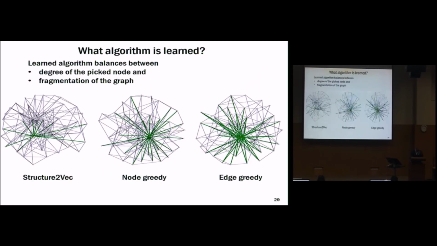So let me just in the end show you this video of comparison of different algorithms. The 3 panels are going to correspond to 3 different algorithms. The leftmost is going to be the action value function, the scoring function learned by Structure2vec. The middle one is going to just pick a node based on the degree, and every time you pick a node, you remove the remaining edges and work with the rest. And the last one is going to be edge greedy, which every time picks a pair of nodes.